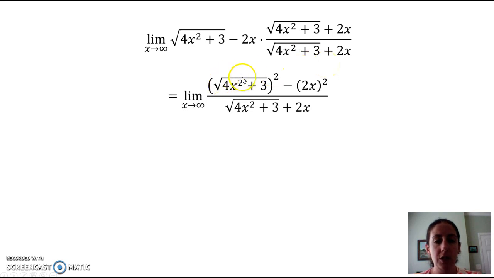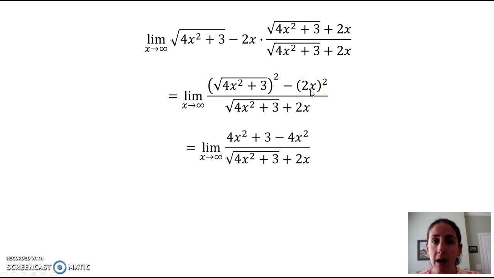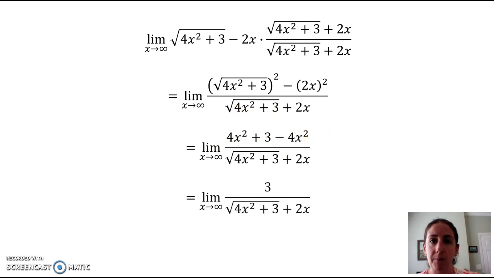Now you'll notice that the square root and the square are going to cancel, and 2x squared is 2x times 2x or 4x squared. And now what do you notice? 4x squared minus 4x squared is going to give us 0, and we're left with 3 at the top.